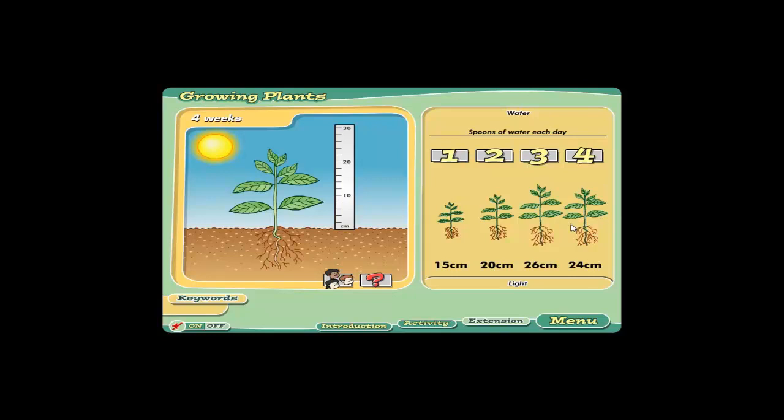Exactly, the plant is a living thing, exactly like us. If we give it extra water, or if we overwater it, it will stop growing and maybe die. So we find out that 3 spoons of water is the best for plant growth.